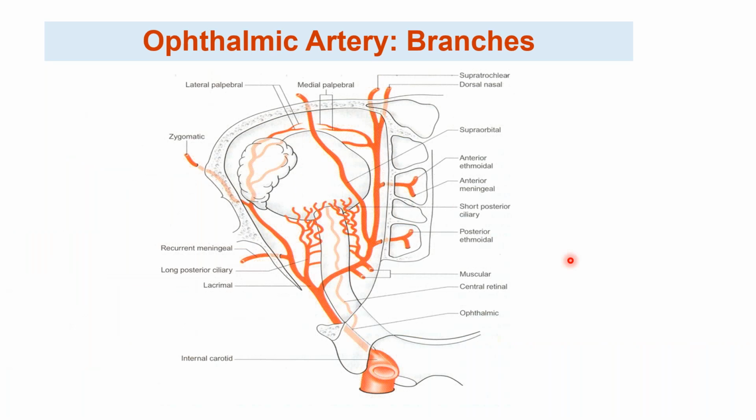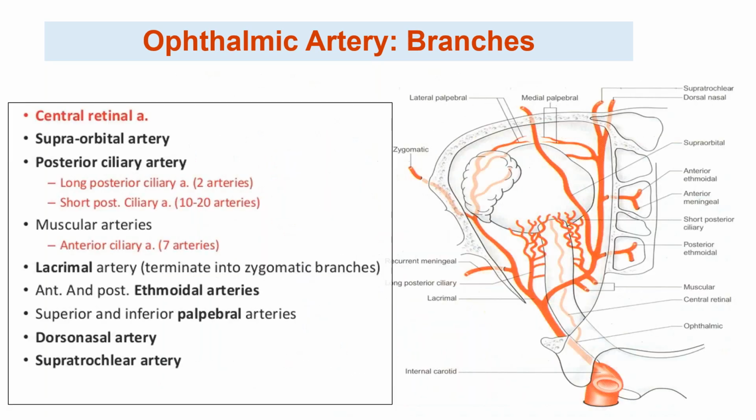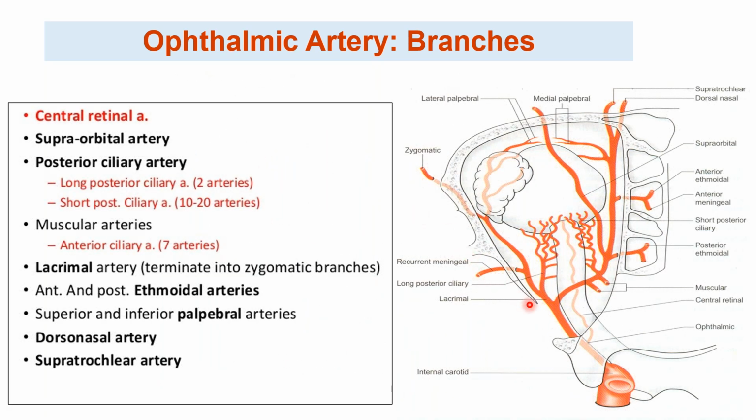Now coming on to the ophthalmic artery. The ophthalmic artery comes out from the internal carotid artery. This is the ophthalmic artery. Then it divides into further branches. Now let's see in the orbit, what are the branches from the ophthalmic artery? So the first branch is the central retinal artery, followed by the supraorbital artery, posterior ciliary artery, some muscular arteries, the lacrimal artery, anterior and posterior ethmoidal arteries, which again will pass through the same anterior and posterior ethmoidal foramina.